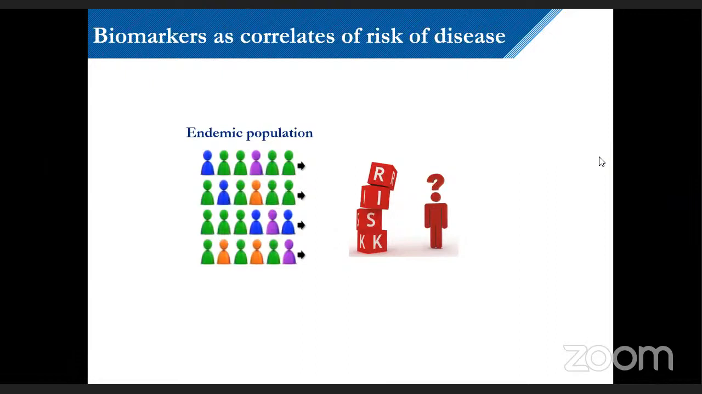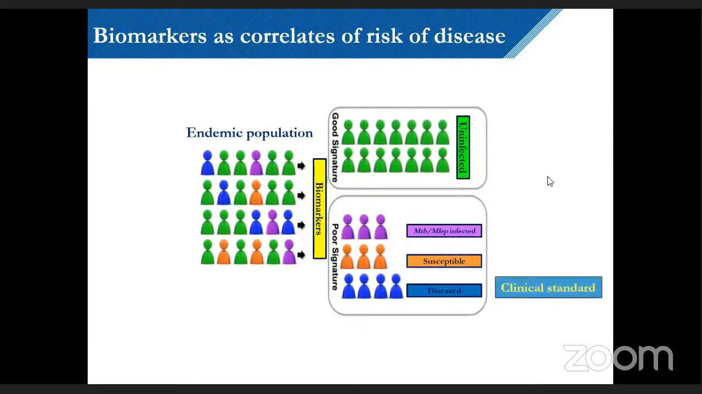So how do we identify those biomarkers? What we do is we need cohorts. We need good and large cohorts of individuals who we know are not infected, and individuals that have the disease, and therefore we always need a clinical standard in these studies. And then we can identify what biomarkers belong to people with disease and without the disease.